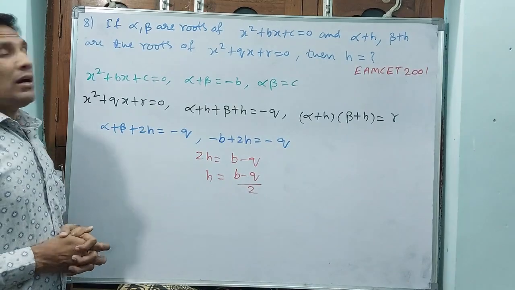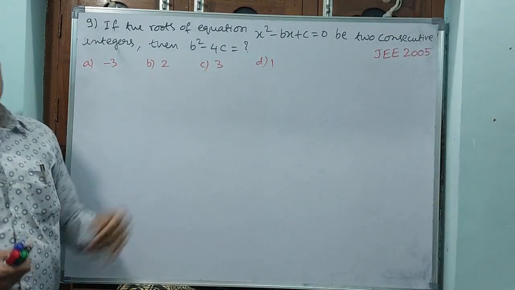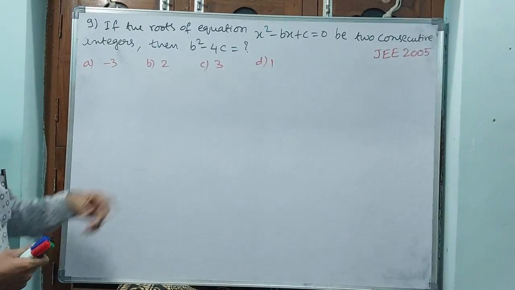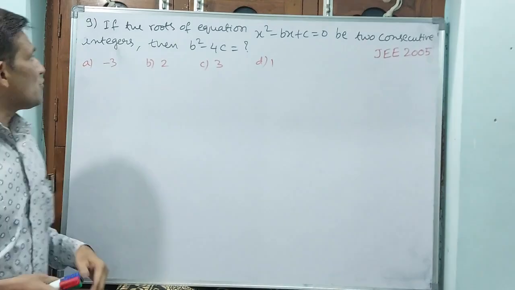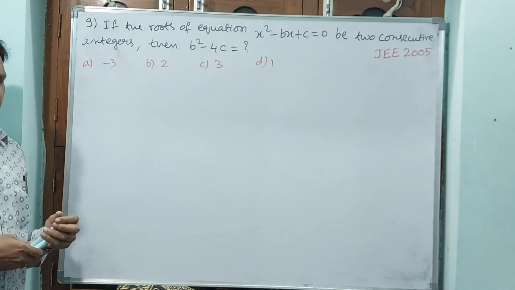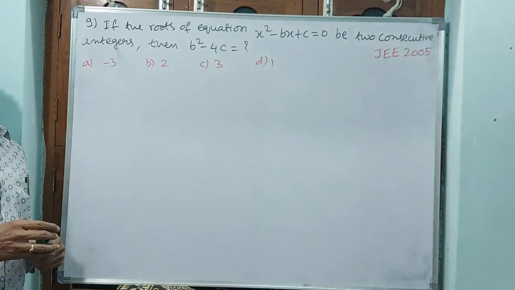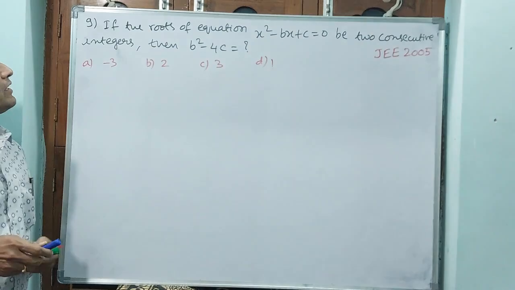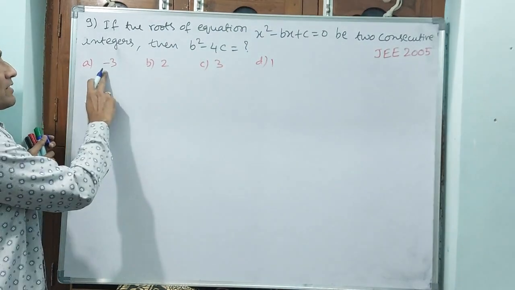Let us go for 9th question. See question number 9. This is a JEE 2015 question. The roots of the equation are consecutive integers. See, they have not given alpha, beta, but alpha, beta we can take. Alpha, beta are consecutive integers. What is consecutive integer? They have not told that positive integer, that is the answer they have given, even negative also.